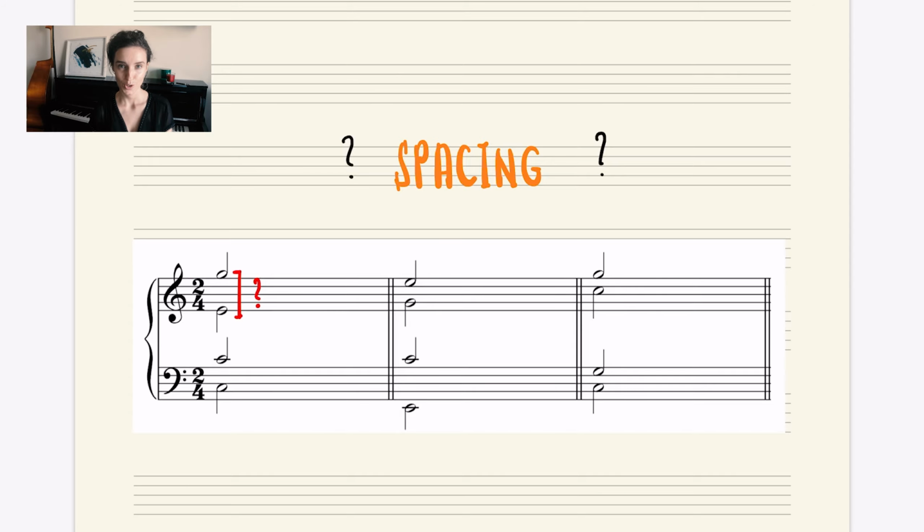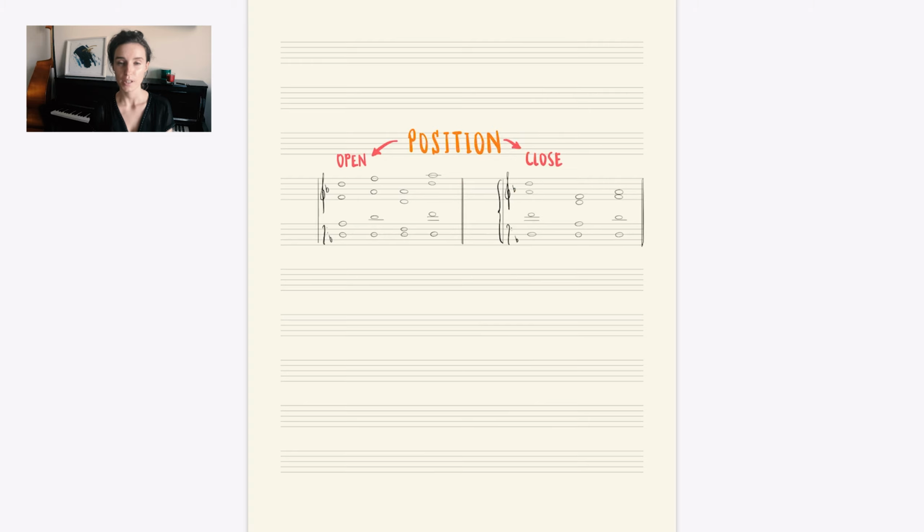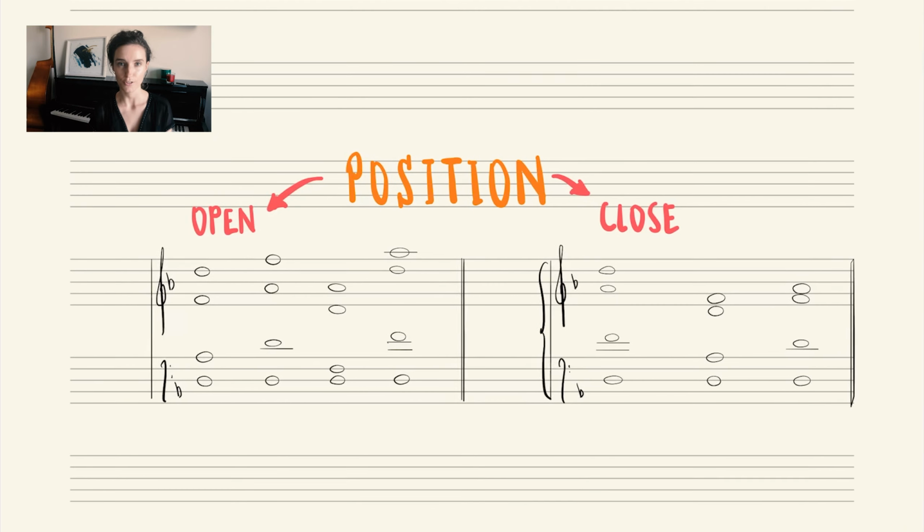And the last thing to know about your choir is the position. There are 2 kinds of position, and both are correct, both are okay. There is the open position and the closed position. The closed position is when the upper voices are as close together as possible. When you cannot fit an additional chord tone in between the soprano and alto, or in between the alto and the tenor, this is when you have the closed position.